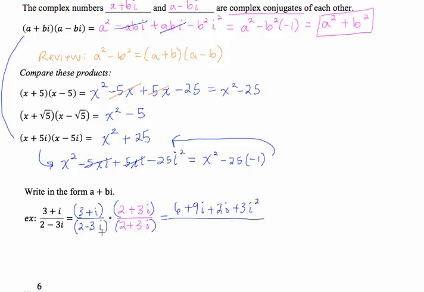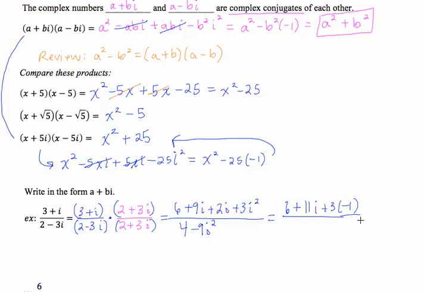In the denominator, we have this product of two conjugates. So the outside and inside terms cancel. The first two terms give us 4. Outside and inside cancel. And the last two terms are minus 3i times positive 3i, so minus 9i squared. Or you could just use this and jump straight to 4 plus 9. And then we keep simplifying, and eventually we will be able to write it in the form a plus bi. Let's see, in the numerator we have 6 plus 9i plus 2i is 11i. 3i squared is plus 3 times negative 1.